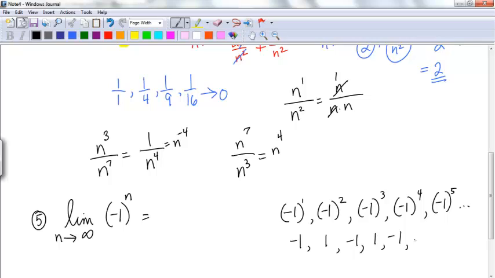So is that approaching anything? It's going negative 1, 1, negative 1, 1. On your graph, that's what it's going to do. It's just going to bounce back and forth on the y values from negative 1 to 1. So this one, no limit exists, or no limit. Some authors will just say no limit exists.